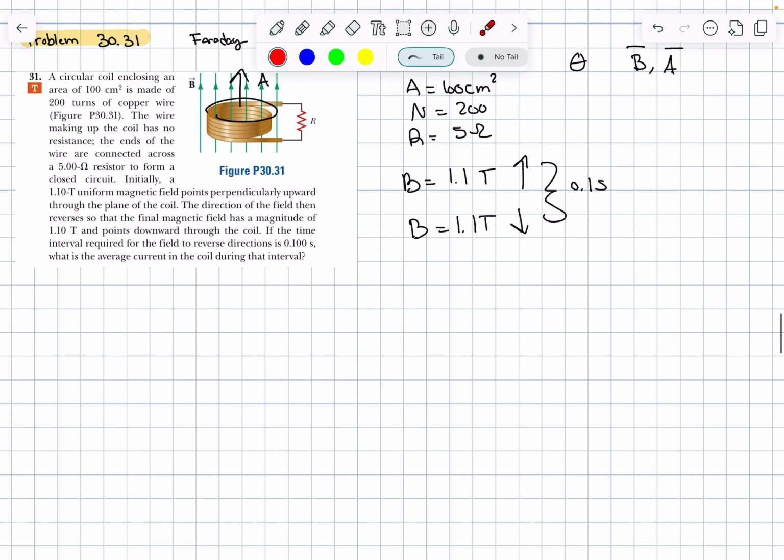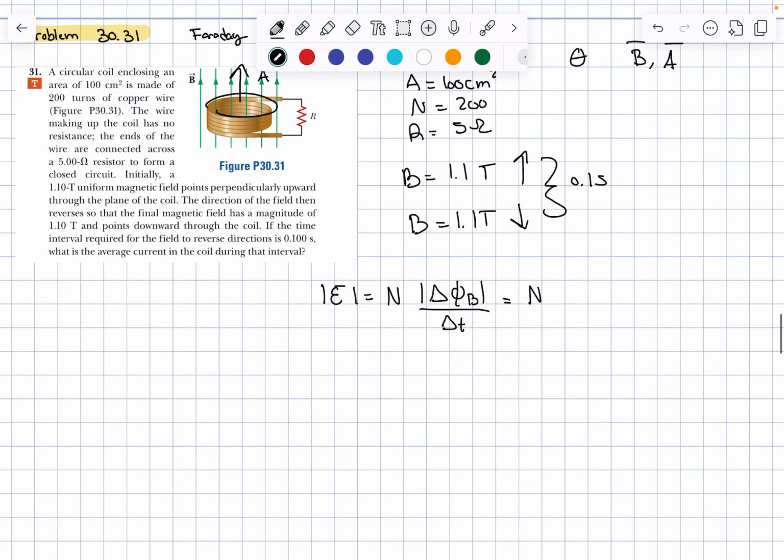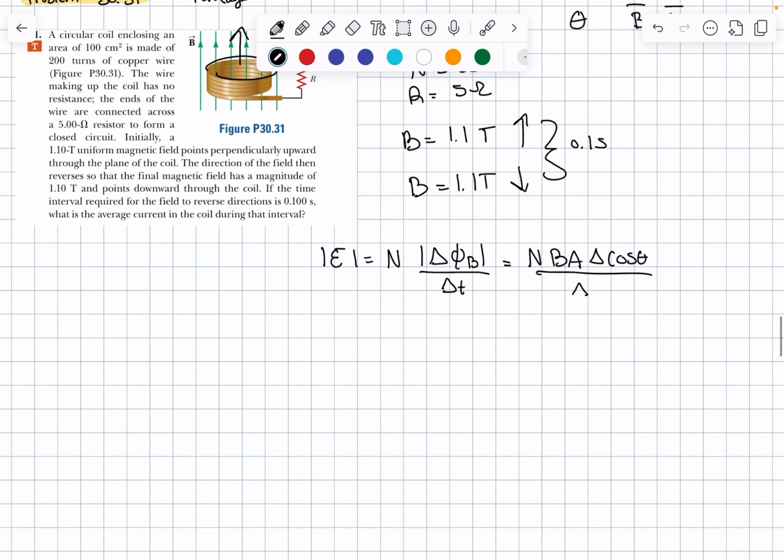So what we see is that the magnitude of the induced EMF is equal to N, and then we have to measure how the flux changes over this time interval. And we know that the change in flux here is going to be equal to N B A delta cosine of theta, because it's that angle that's changing, not B, not A, but the angle. This is all divided by delta t.